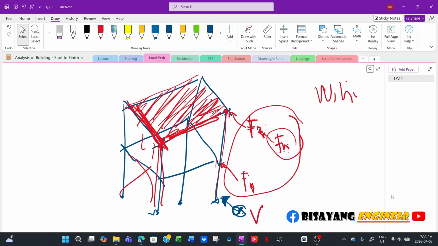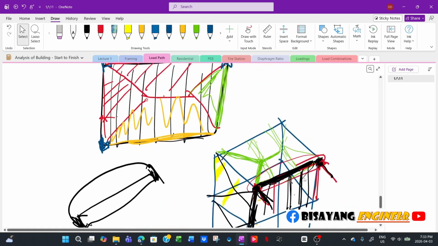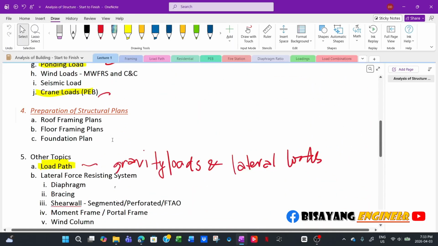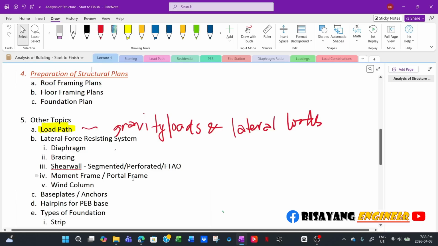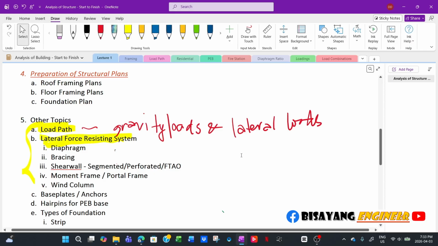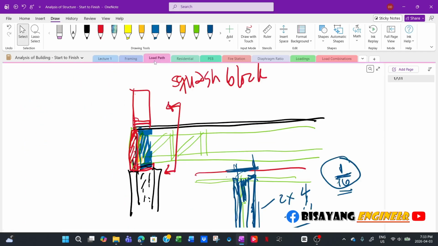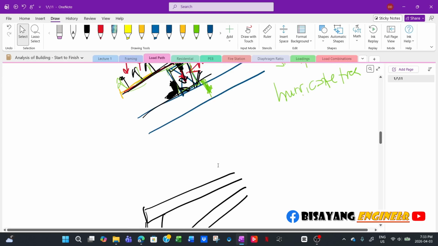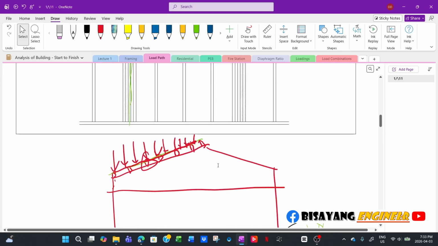Now, what else? For the lateral force resistance system, we will have this in a separate video. Although these are basically related, we will just discuss that in a separate video. So this one will just talk about the load path, and I think this covers everything when it comes to load path.